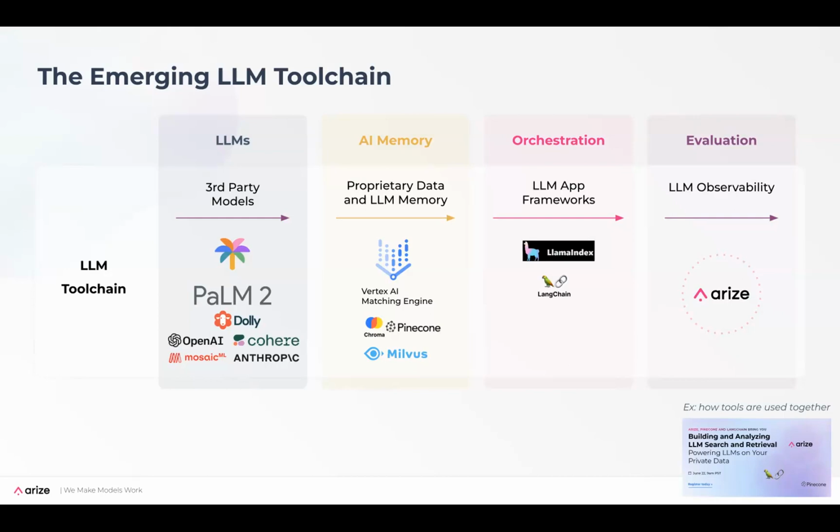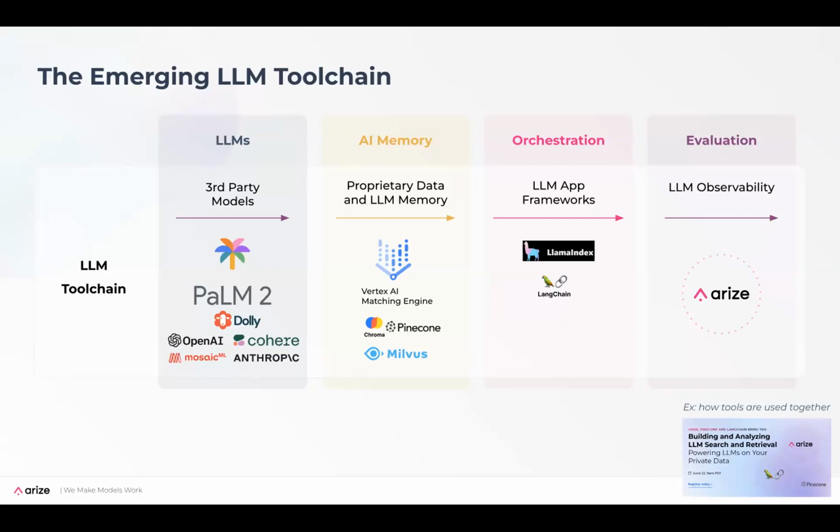And then orchestration. So this is your LLM app framework. We've heard some people talk about Llama Index and LangChain. This is where that sits. And these tools really help you develop these applications to leverage LLMs. Last but not least, we have evaluation, and that's where LLM observability is going to sit, specifically Arise. And that's where I'm going to spend most of my time today discussing, how to handle observability. So this is our tool chain.